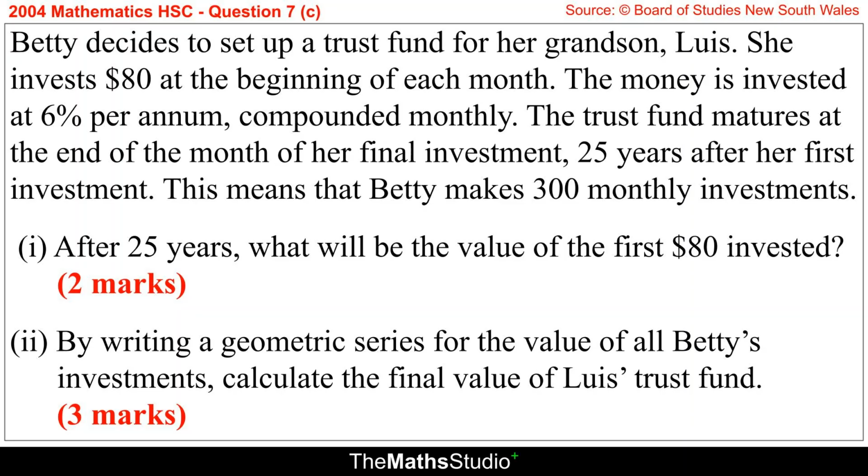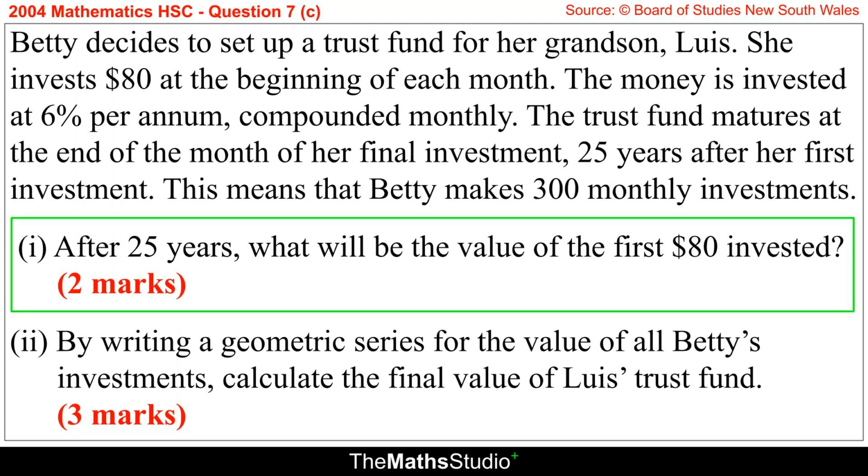Question 7, Part C. Betty decides to set up a trust fund for her grandson, Lewis. She invests $80 at the beginning of each month. The money is invested at 6% per annum, compounded monthly. The trust fund matures at the end of the month of her final investment, 25 years after her first investment. This means that Betty makes 300 monthly investments.